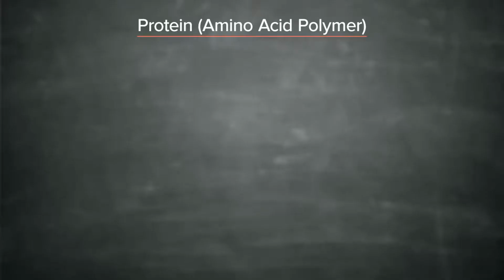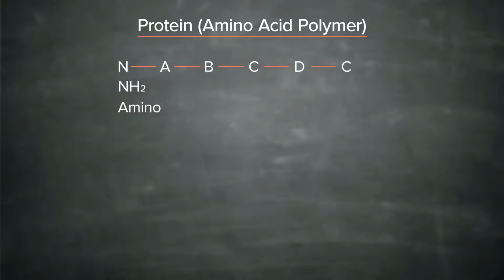When we write proteins, we designate N or NH2 or amino as one end of the protein molecule. And then we write amino acid 1 joined to amino acid 2, amino acid 3, and then we have C or COOH or carboxy, and that would be at the other end. Okay?